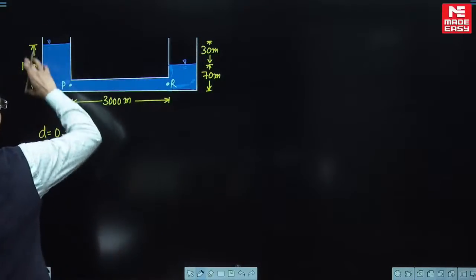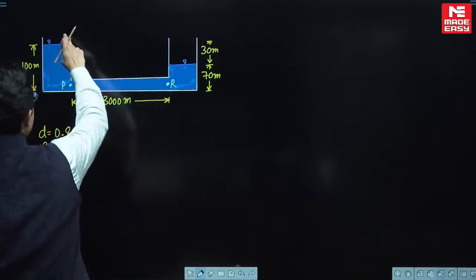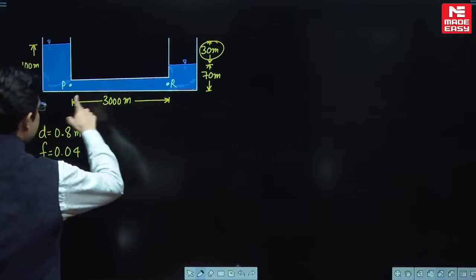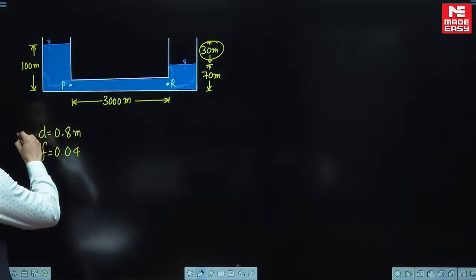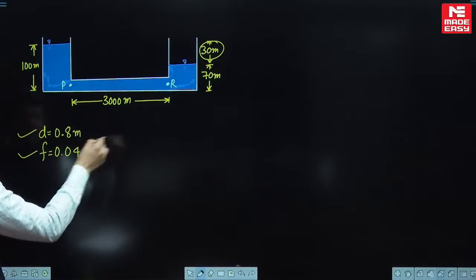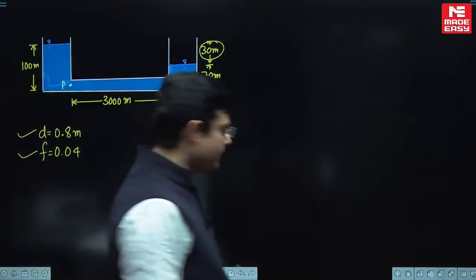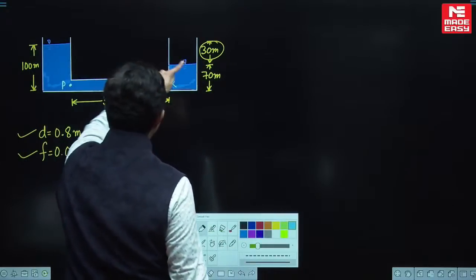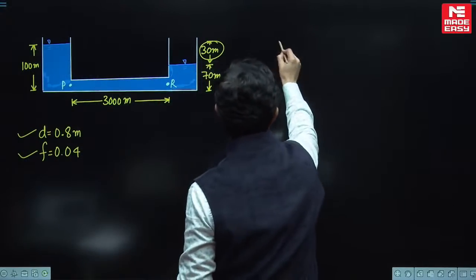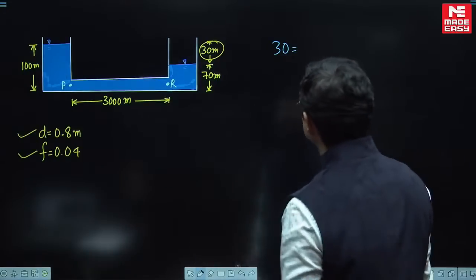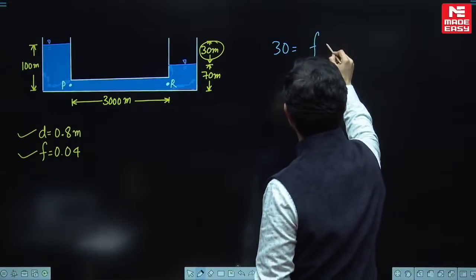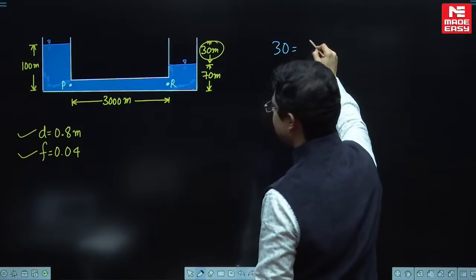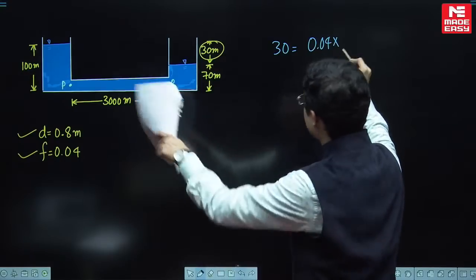Okay, so there are two reservoirs. The head difference between those two reservoirs is 30 meter. And there is a pipe connected which is 3000 meter. The diameter and the friction factor of this pipe are given to you. Now everybody knows, if you apply Bernoulli between this and this, the head available for making the fluid flow in this pipe is 30. So 30 will be FL, where the friction factor is 0.04 and the length of the pipe is 3000.